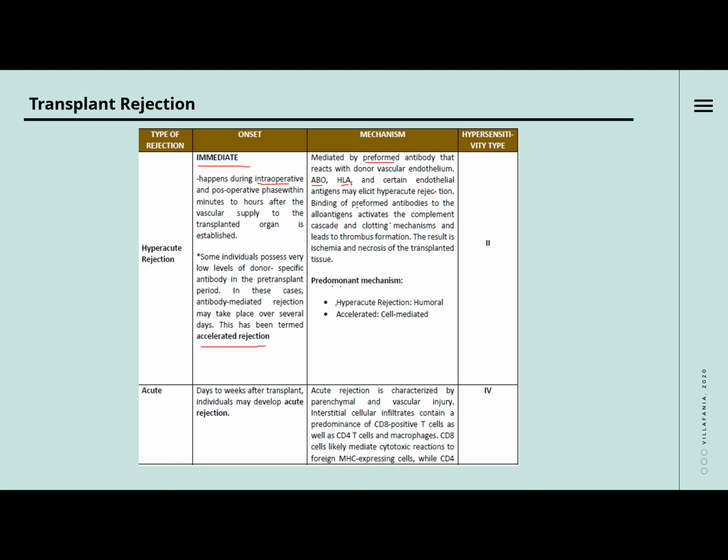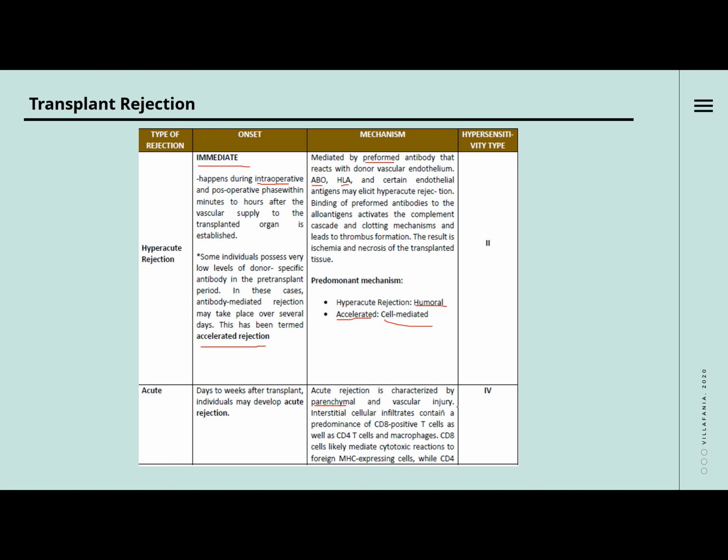Predominant mechanism, hyperacute rejection. This is humoral. The one involved here is humoral. While for accelerated, it would be cell-mediated. Then this is considered as a type 2 hypersensitivity reaction. Then pag acute naman class, this would occur, onset would occur days to weeks after transplant individuals.